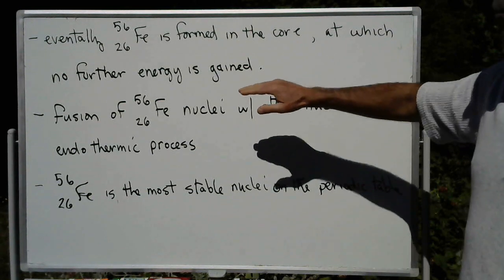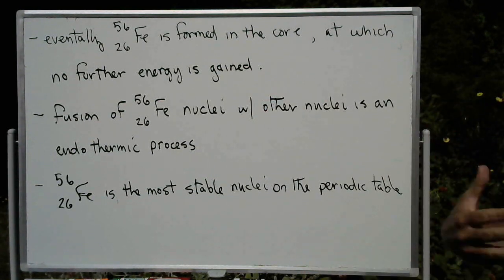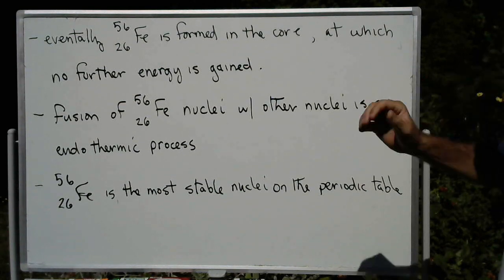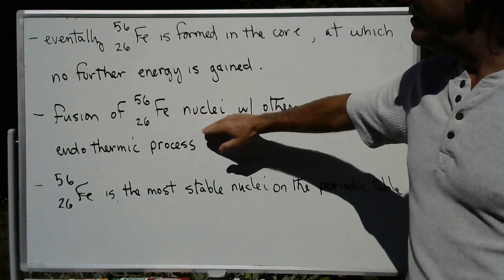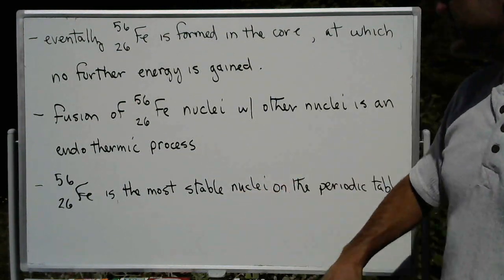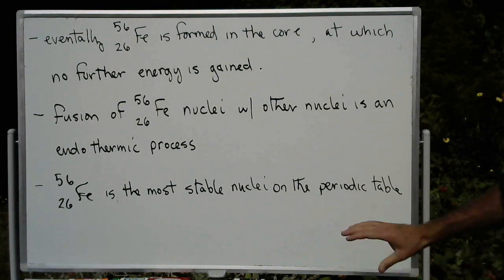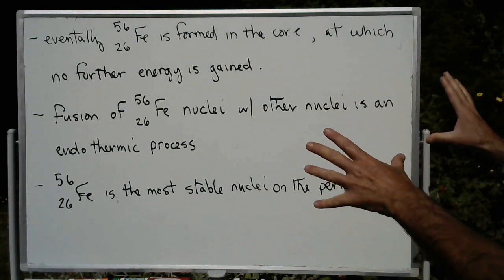Up until this point, all these fusion reactions were releasing heat, releasing energy. But again, at this point, that is no more. And so iron 56 is considered the most stable nucleus on the periodic table for this reason. And so at this point, we're going to stop the story.